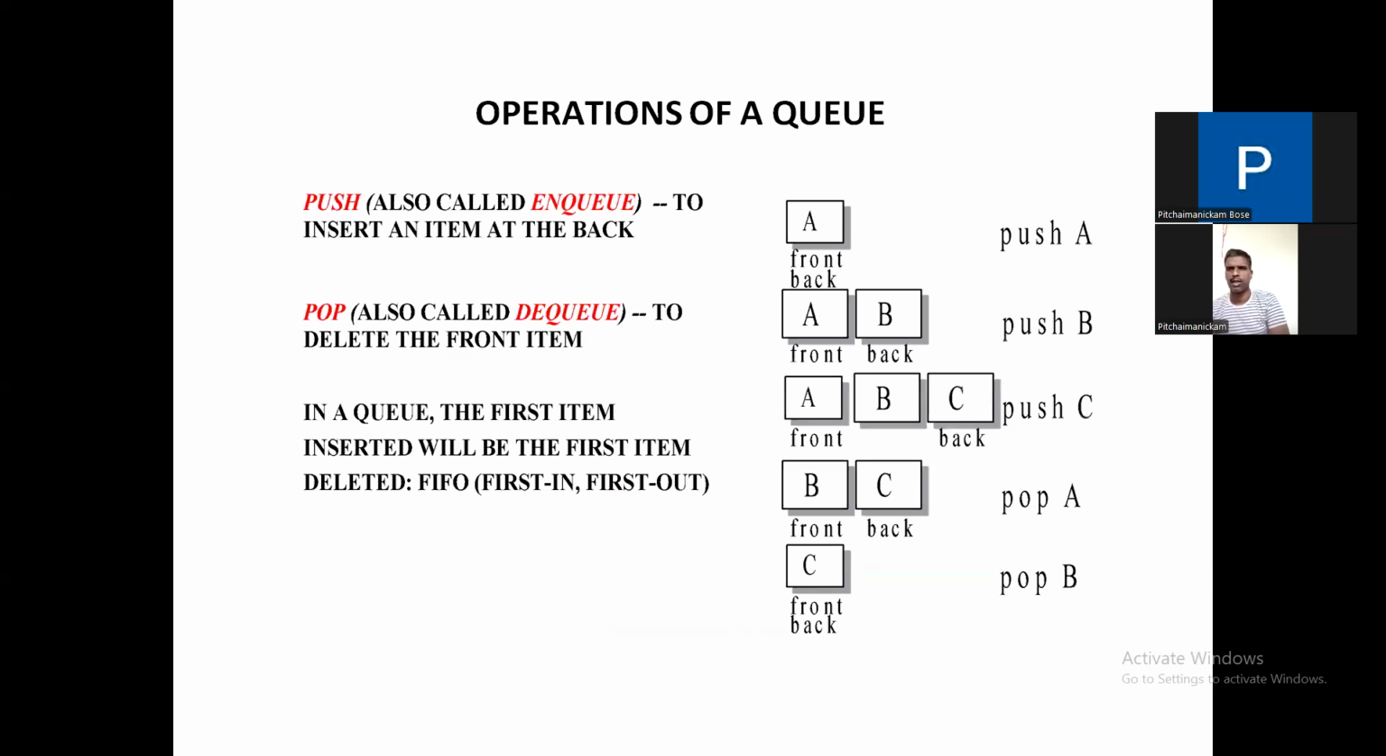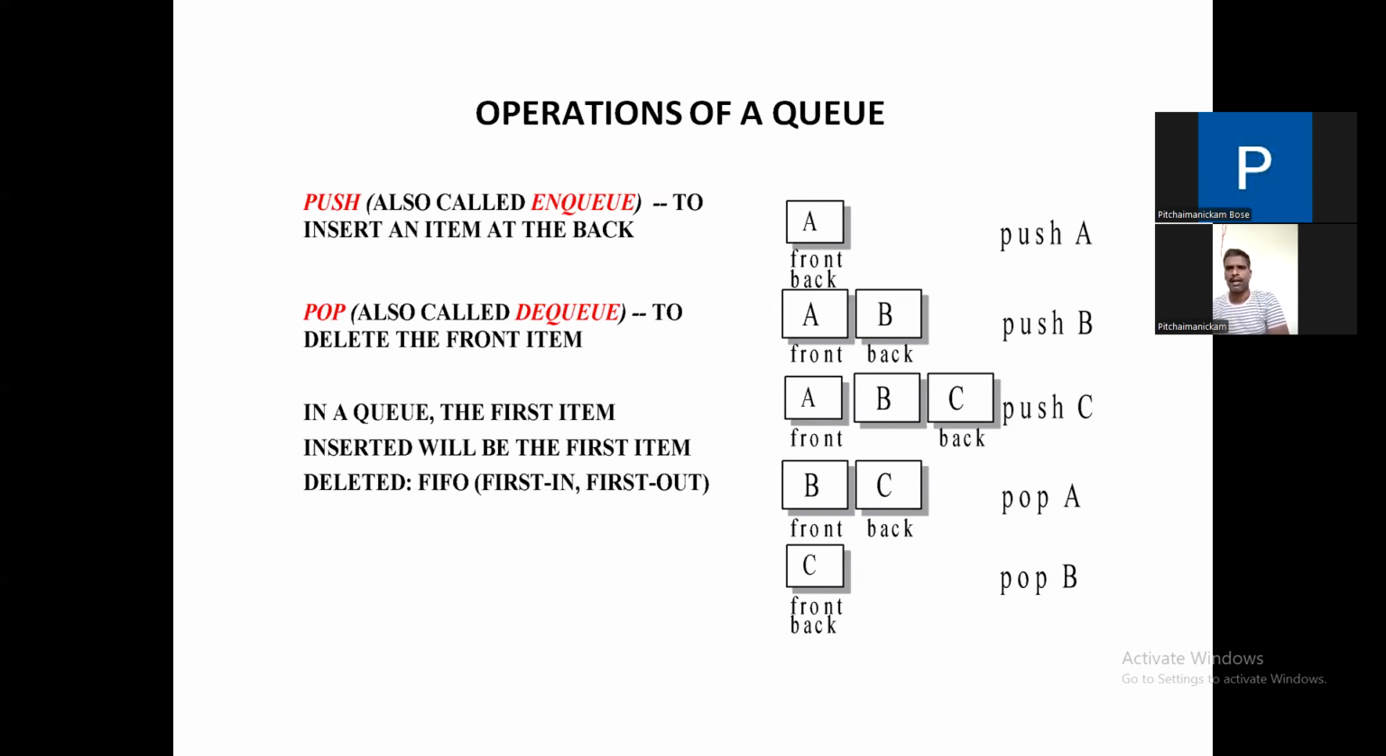Next is the operations of the queue. So what do we mean by operations of a queue? Here we are using two important operations. One is push, another is pop. The push operation is used to insert an element into the queue. The pop operation is equivalent to dequeue, so we can delete an element from the given queue. These two operations are mainly used to implement the operations of a queue.